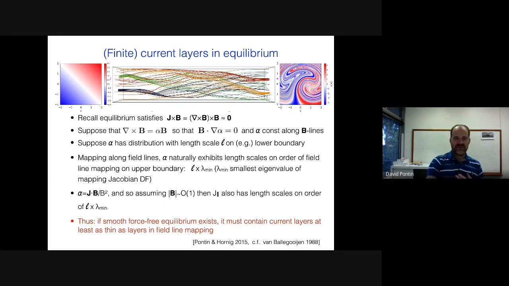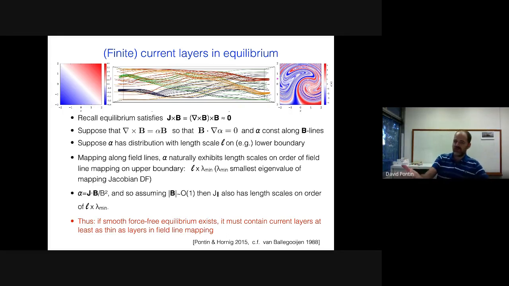So if we take this imagined distribution with a perpendicular length scale L for alpha, and then we map it along the field lines, then in general, alpha has to exhibit length scales that are controlled by the field line mapping, by the way that the field lines wind as they go between the boundaries. In particular, that length scale should be L times the smallest eigenvalue of the Jacobian of the field line mapping, which is lambda min. So we can quantify that in some way.